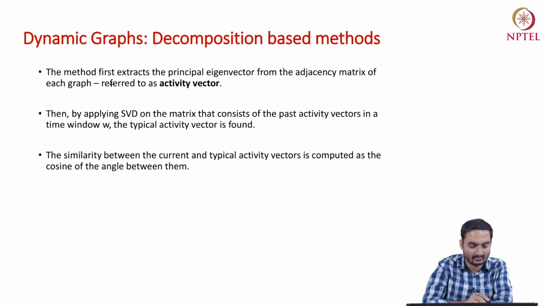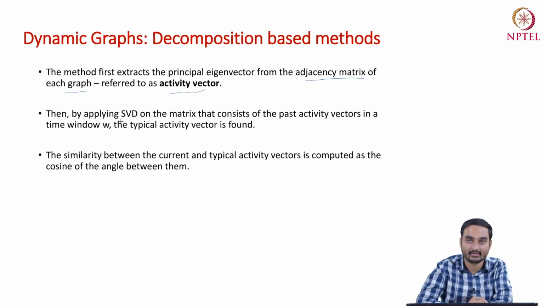The method first extracts the principal eigenvector, the same way, from the adjacency matrix of the graph. In the previous case, we extracted the principal eigenvector from the similarity matrix, the Pearson correlation matrix that we generated. But here we extract the principal eigenvector from an adjacency matrix. We call it the activity vector.